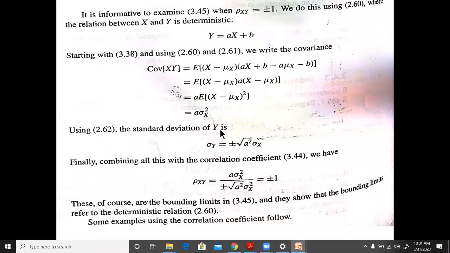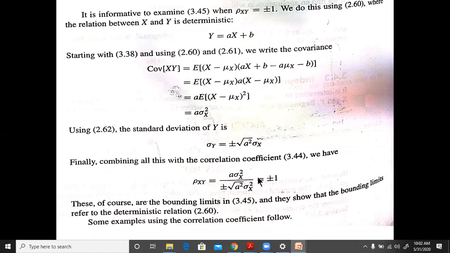And the standard deviation of y, sigma y, is plus or minus the root of a squared sigma x, that is, plus or minus a times sigma x. So finally, combining all this, we will see that the correlation coefficient is equal to the covariance, which is a sigma x squared, divided by sigma x times sigma y.